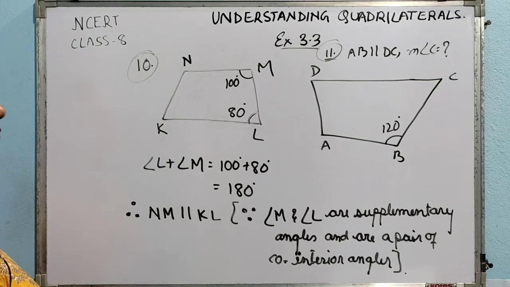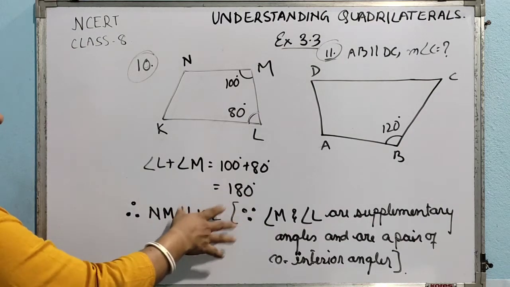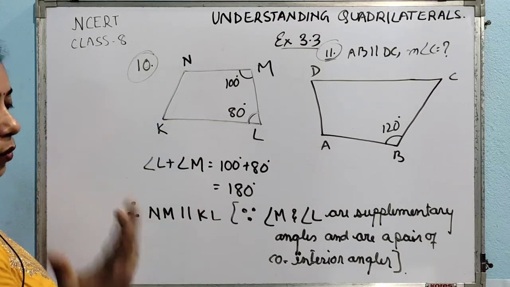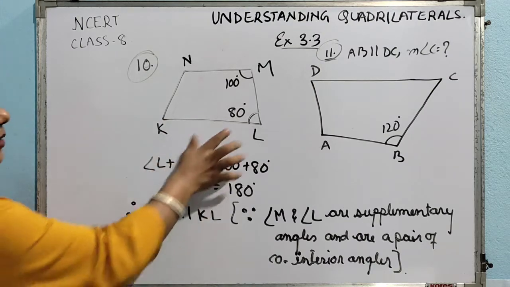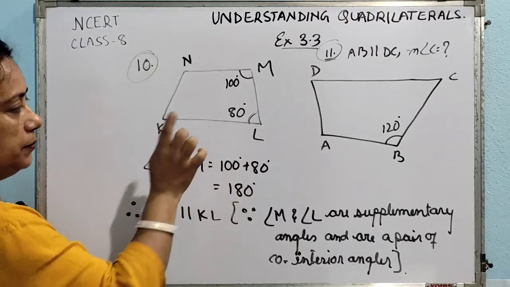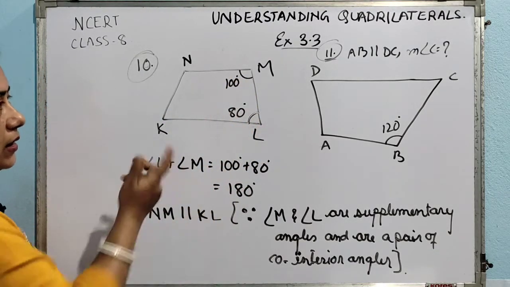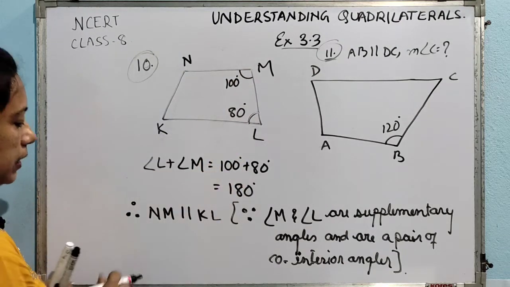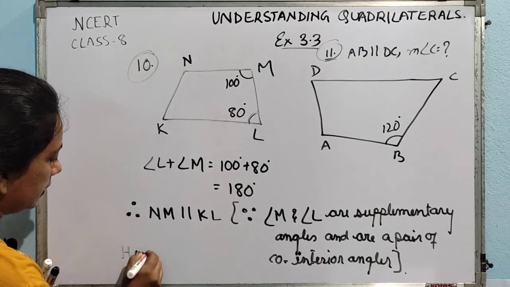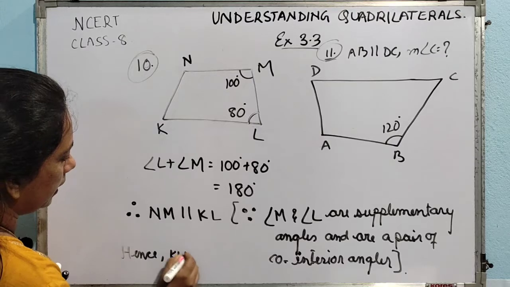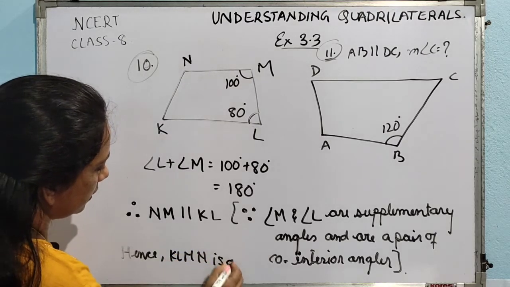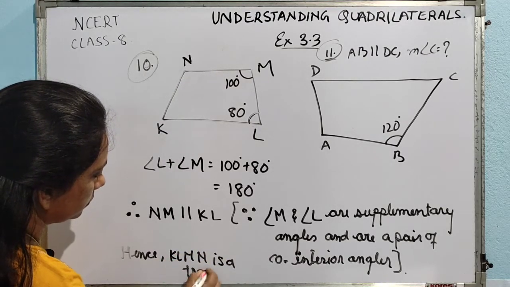This will be enough. Okay, if you wish, you can write it in your own way. The main thing is that these are co-interior angles and they are supplementary. That is why NM is parallel to this. Hence, we can say that KLMN is a trapezium.